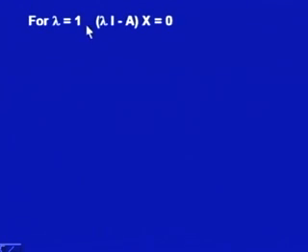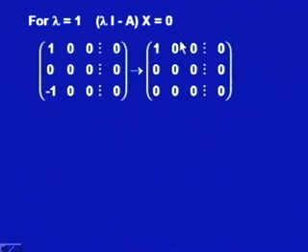So, if we consider the repeated value lambda equal to 1, then lambda I minus A times x equal to 0 is to be solved for lambda equal to 1, and to solve this we consider this augmented matrix and apply elementary transformations. Let us say this row and this row have to be added. So, this will become a 0 row. So, this matrix has 2 zero rows.